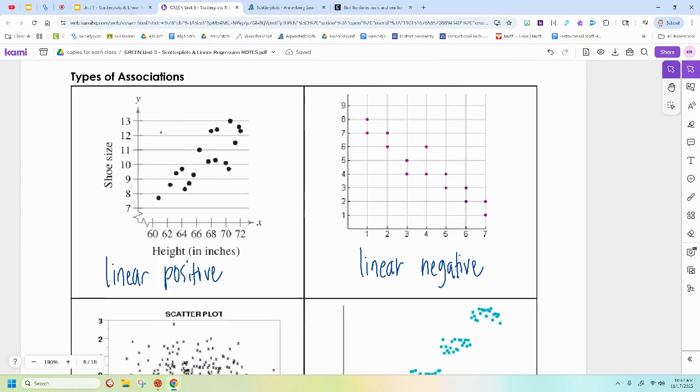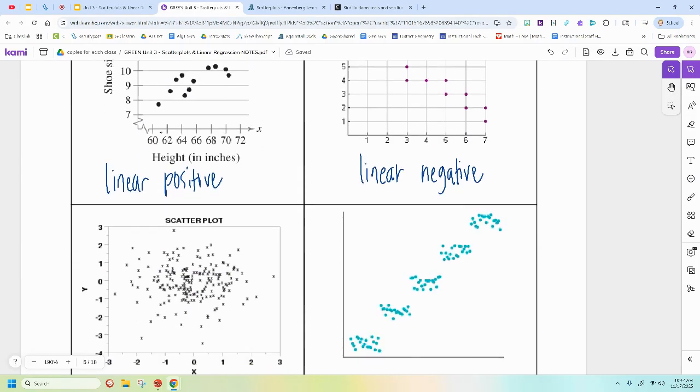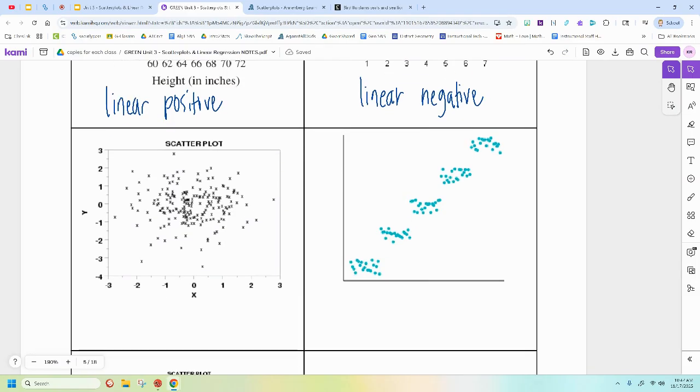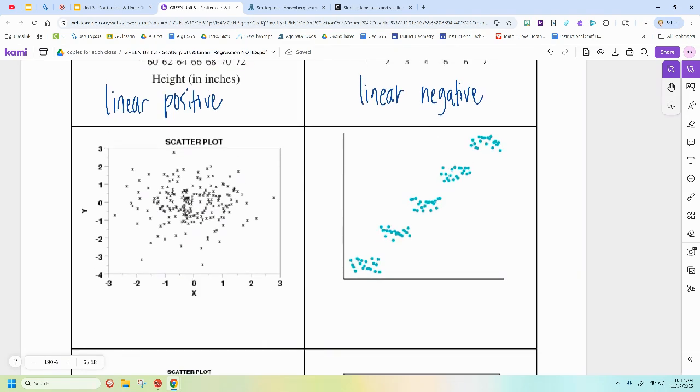All right. But as was mentioned, they can come in all sorts of shapes. You might have a scatter plot that looks completely random, which means there's no association.